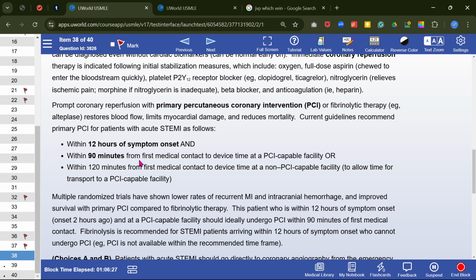The first medical contact to device time is not the point where the chest pain starts. Got it? That's why these points are so tricky. Like, I have chest pain, and now from this time I only need 90 minutes to do PCI. That's how you are thinking, isn't it? Like you have started chest pain, and from now to 90 minutes you have to do PCI. You are thinking, okay, yes.